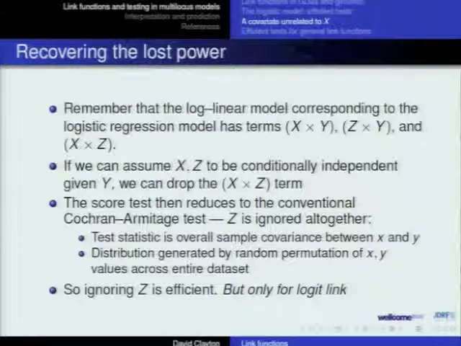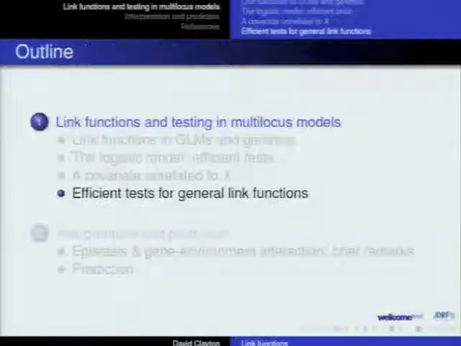So basically, this is telling us that in these situations where you're prepared to make this assumption that Z is not a confounder, although it might be strongly related to disease, in those circumstances, ignoring Z is efficient. It seems odd. You might have an extremely strong risk factor which you're ignoring from your analysis, but it's efficient. However, and this is an important however, this is a property which is only true for the logit link. Everything here has depended upon the logit link. So what happens if you go away from the logit link, if that is not the way that genes are operating together in the situation?